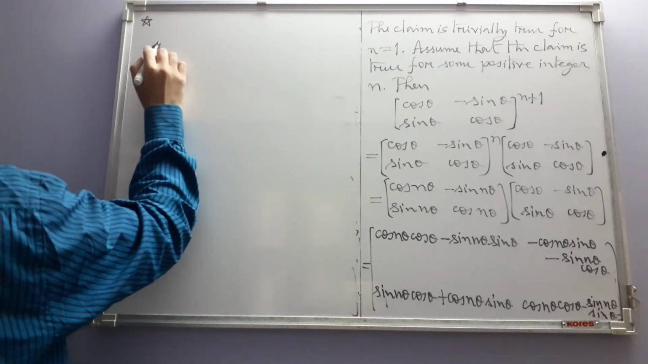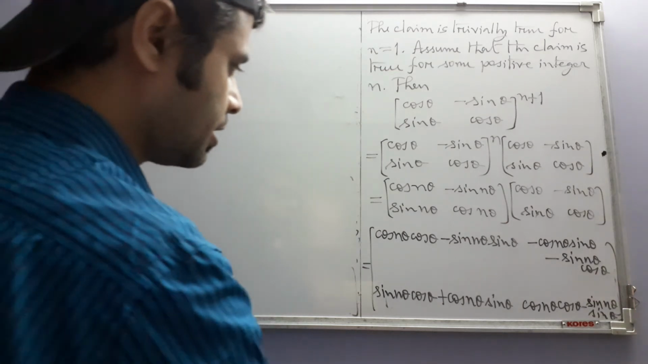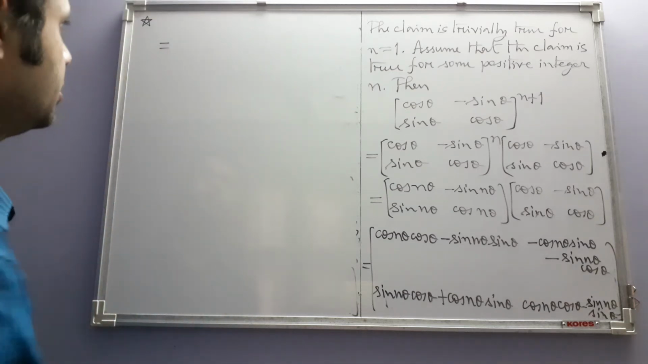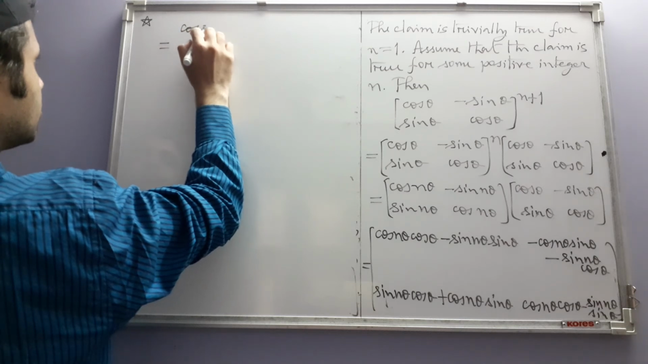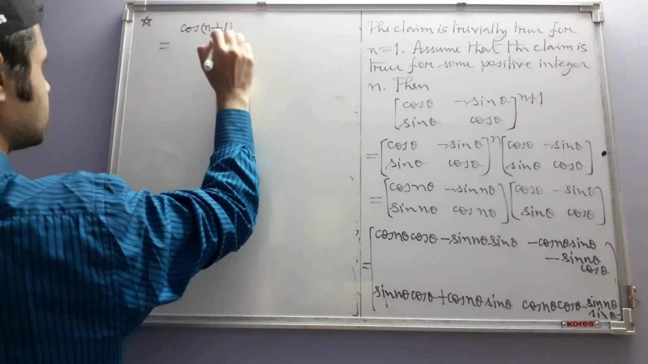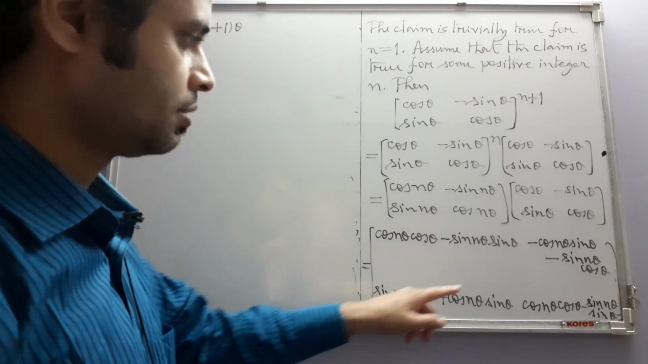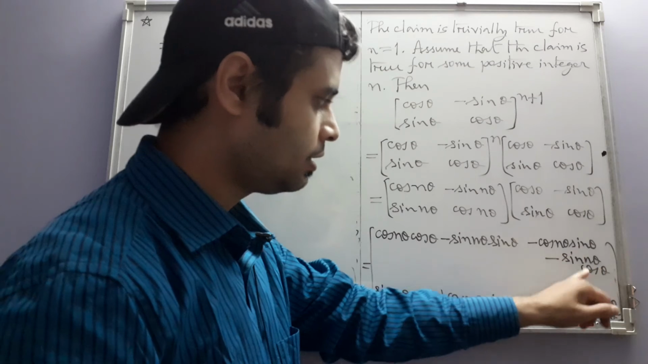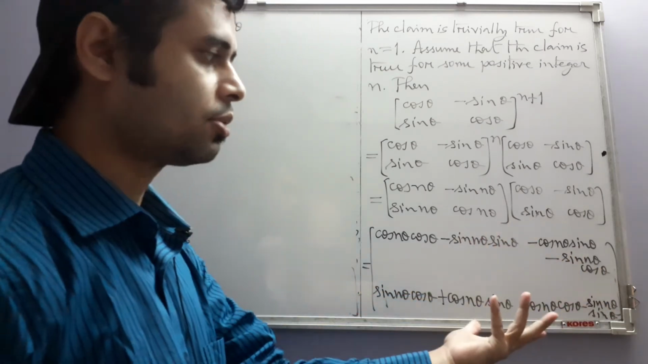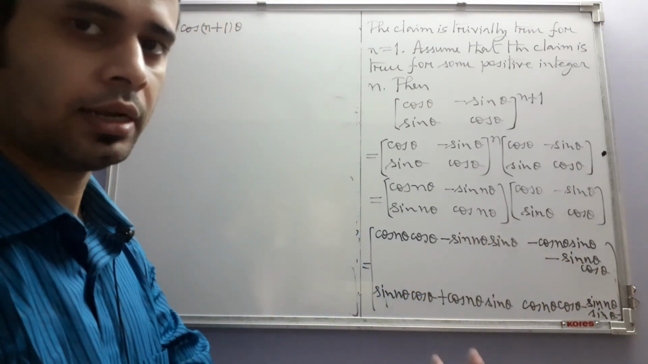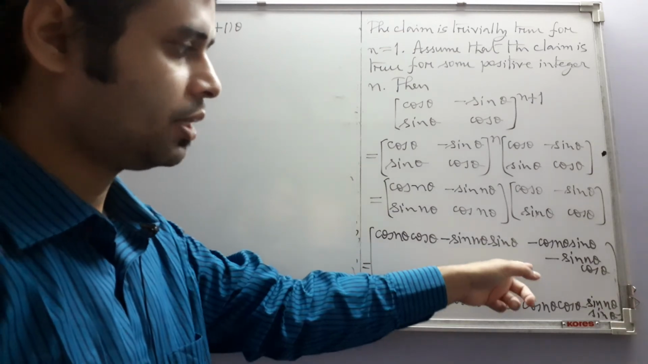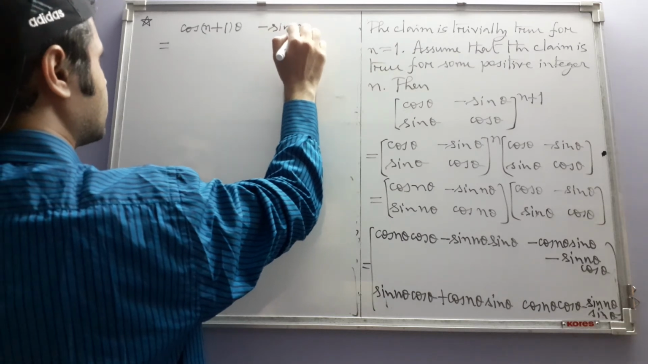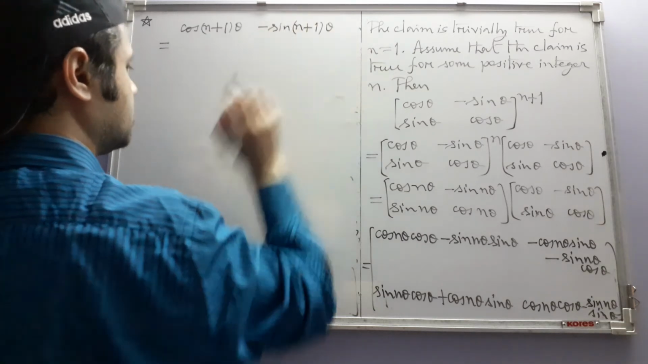Okay, now we use standard trigonometric identities. Cos n theta cos theta minus sin n theta sin theta is cos n theta plus theta, or in other words cos n plus 1 times theta. Sin n theta cos theta plus cos n theta sin theta is sin n plus 1 times theta, but we have a minus sign, so minus sin n plus 1 theta.